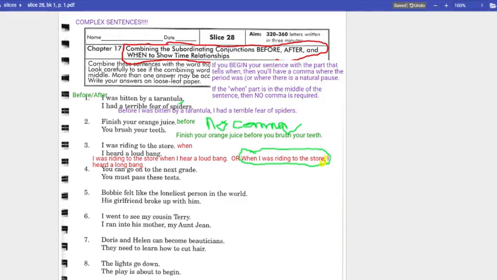Okay. So again, with these, there are multiple answer options for them. You'll just need to see what makes the most sense. And that's the big thing. Make sure it makes sense and make sure that if you start your sentence with the word, you have a comma. But if the word is in the middle of the sentence, then no comma.